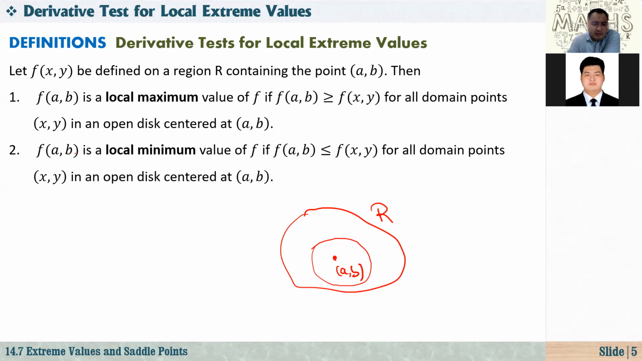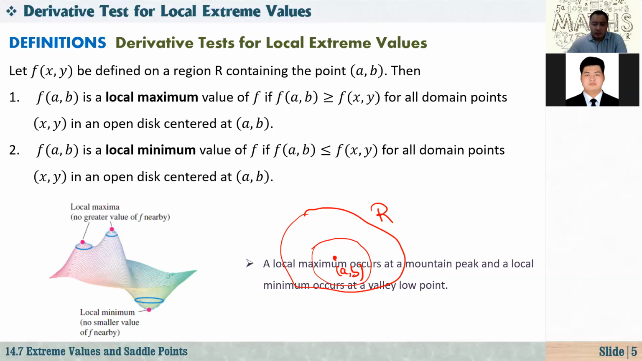In a similar way, f(a, b) is a local minimum value of f if f(a, b) is less than or equal to f(x, y) for all domain points (x, y) in an open disk centered at (a, b). It's a kind of hat, right? Maybe the top part of the hat, or if you invert it, the bottom of the hat. These are the points that give us the local maximum and local minimum. And of course, to find the global maximum, our domain must be bounded. Bounded means that it should not go to infinity. Then we can compare the values.